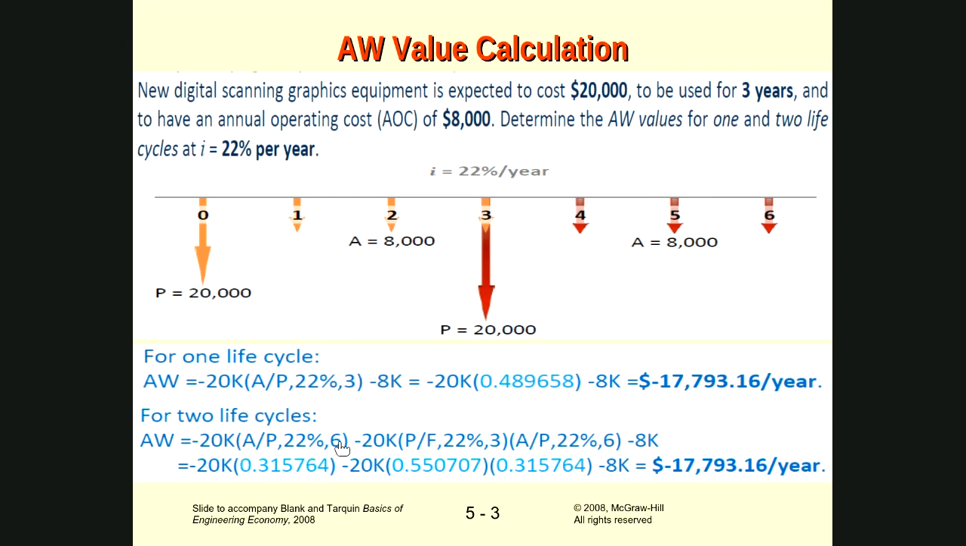And again, for the 20,000 here, we cannot convert it to annual for the whole cash flow as it is placed in the middle or shifted from time 0. So we have to return it to time 0 by using the conversion P given F, because it's a single value placed on year 3. So we convert it to year 0 first, and then we convert it from year 0 to annual for all the 6 years as it is given in the second bracket. And then that will be the annual worth for the 2 life cycles.